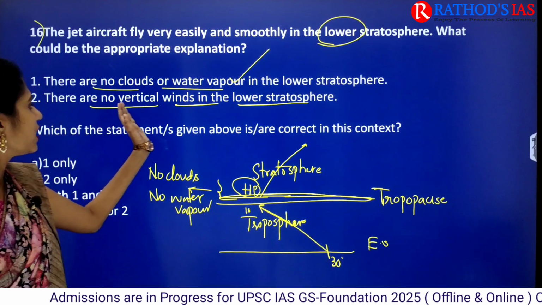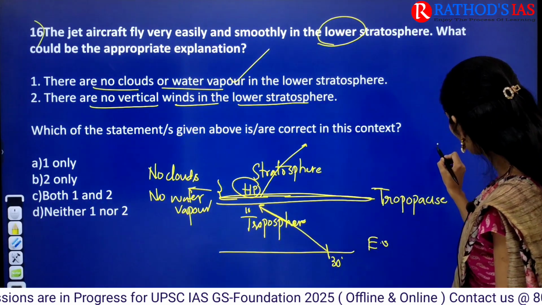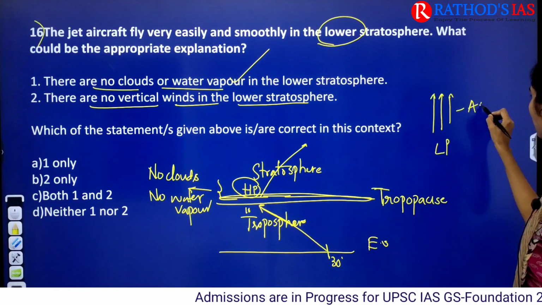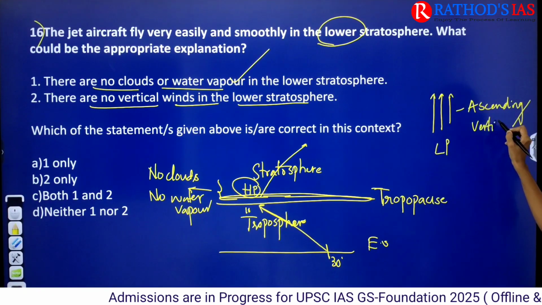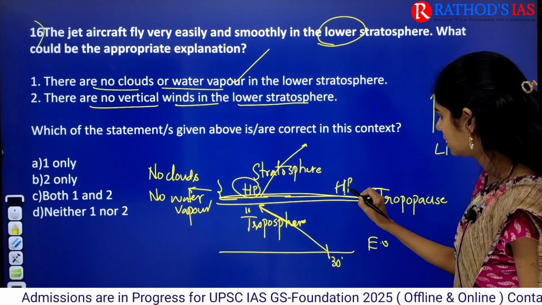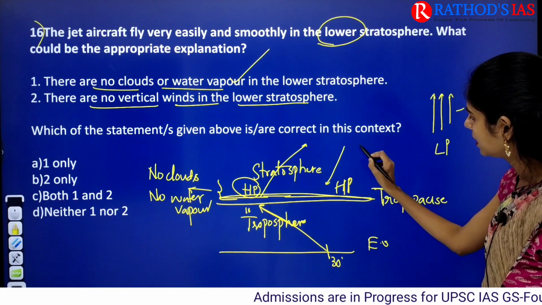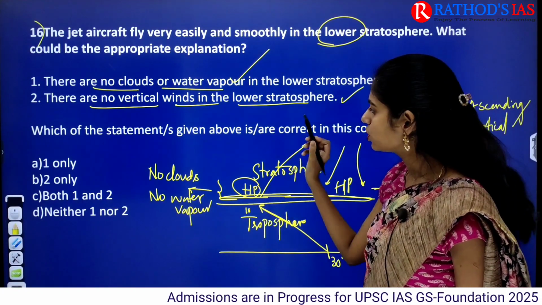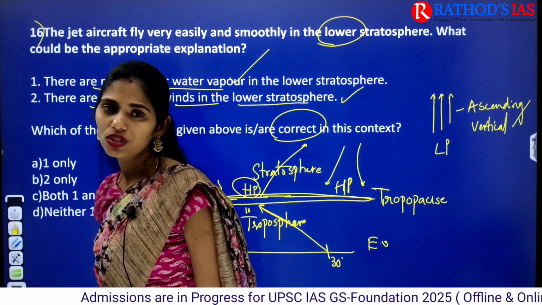And this one is, there are no vertical winds in the lower stratosphere. What do vertical winds mean? Whenever we have low pressure, warm air moves upward. That is called ascending winds or vertical winds. But here in the lower stratosphere we have high pressure, right? So there will be no ascending or vertical winds. There will be descending winds. So these two statements are correct. Here you have to identify which of the above statements are correct. So obviously the answer will be both 1 and 2. C is the correct answer.